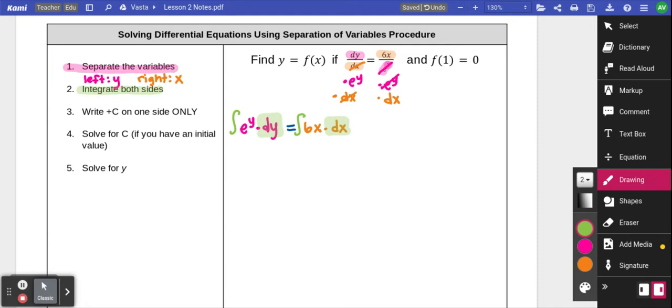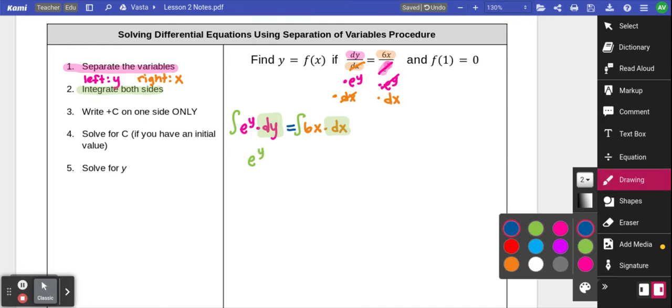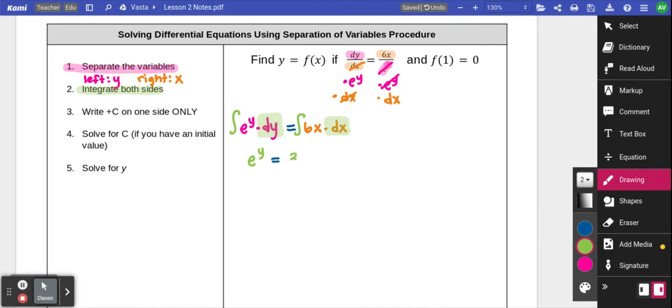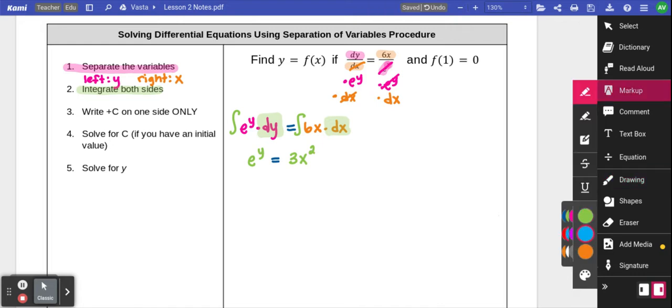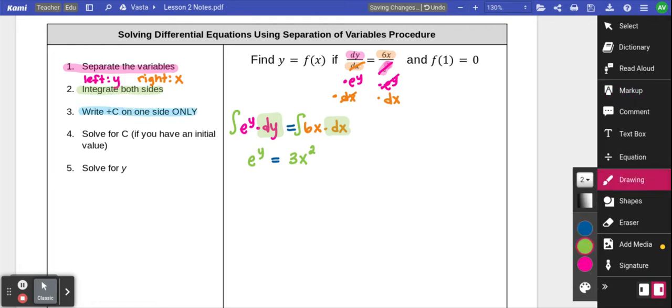Now, the antiderivative of e to the y would just be e to the y, because the antiderivative of e to the something is always just e to the something. And the antiderivative of 6x would just be 3x squared. Now, if you think back to when we first learned about antiderivatives, you'll remember that we need to put a plus c. But we're going to write a plus c on one side only, and that's because even if there was a constant on both sides, eventually when you solve, you end up with the constant only being on one side. So to save us that work, we're just going to make a rule that we put the plus c on one side only. That right there is the only calculus part of the whole problem.